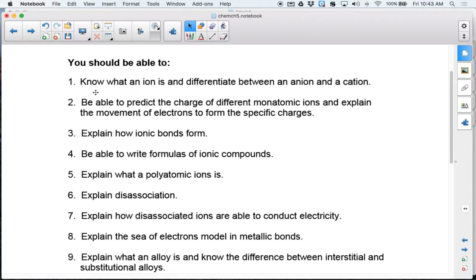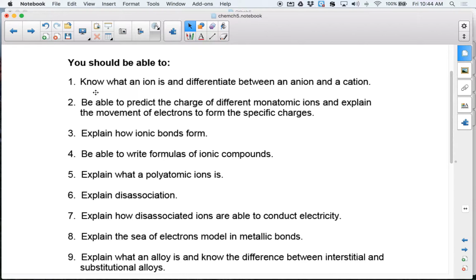Number 4 says you should be able to write formulas of ionic compounds. So that's the thing that we practiced for 2 days. We did that whole big thing where we put the ions together, whether they were polyatomic or monatomic. Monatomic just means one of each instead of a polyatomic ion. So each ion only has one atom. That's where the 1 comes from.